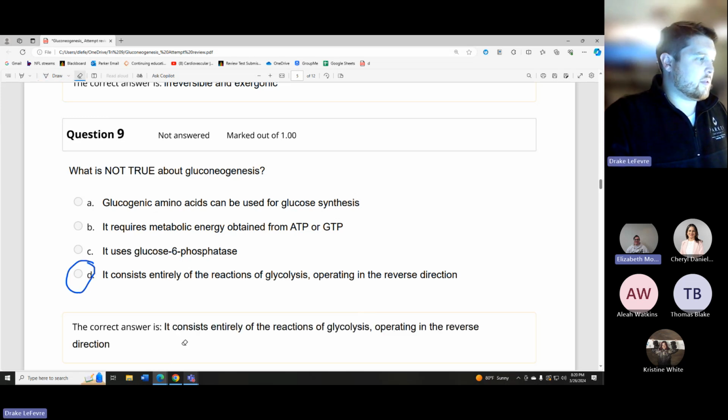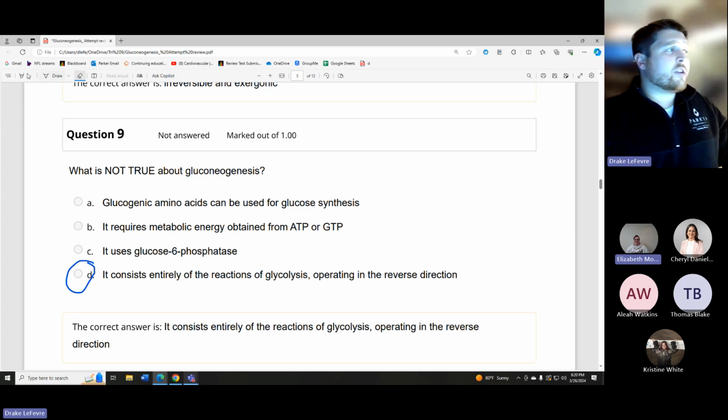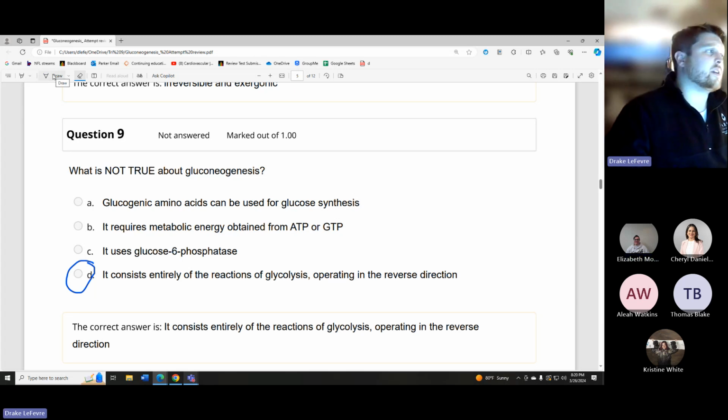Yeah, well, I mean, it is in reverse, but it's not exactly the same reactions, because we have those different enzymes, those extra enzymes that we need in order to reverse the irreversible steps. And we know glucose 6-phosphatase is used, and metabolic energy is obtained from ATP and or GTP.